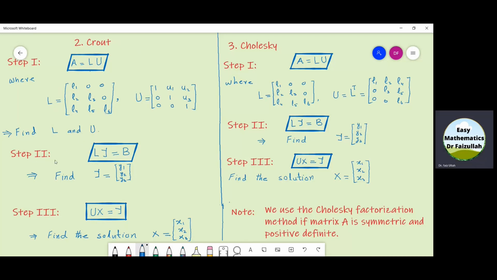Then we can go to step number 2 to solve Ly is equal to B and get the value of y. In the last step number 3, we solve Ux is equal to y and get the required solution x is equal to x1, x2, and x3.